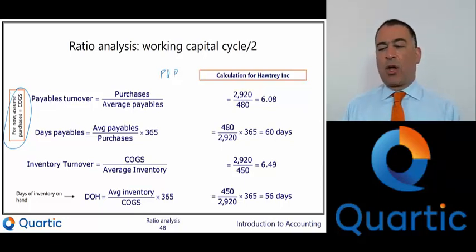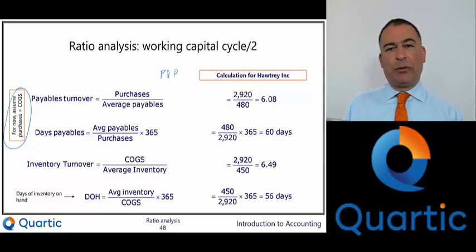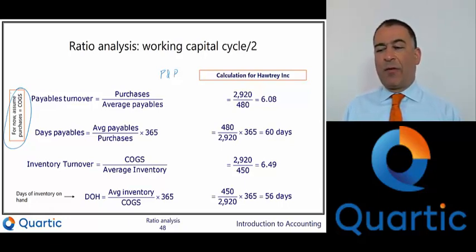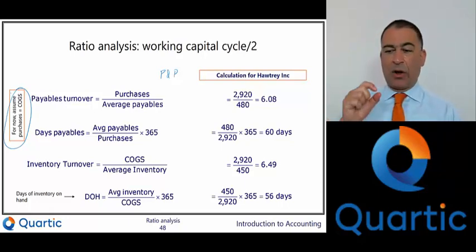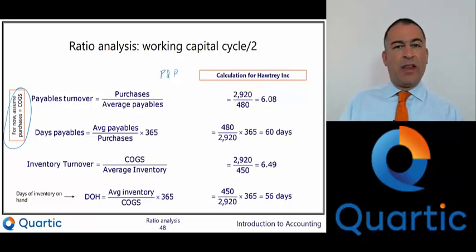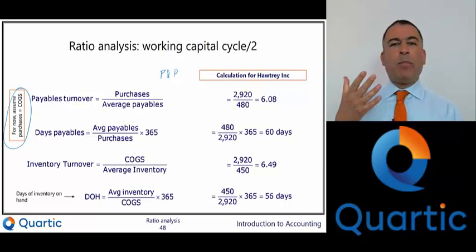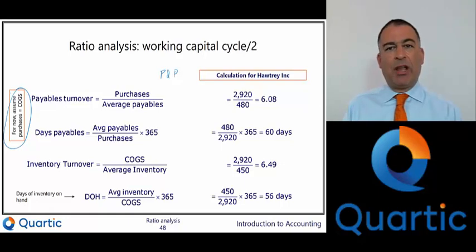So in this case, COGS over inventory, if we have COGS of 2,920 and inventory of 450, this means we're selling inventory 6.5 times a year. So think of the inventory balance that we've got, we are selling that amount of inventory roughly 6.5 times a year, which means it's taking us less than 2 months to sell it.